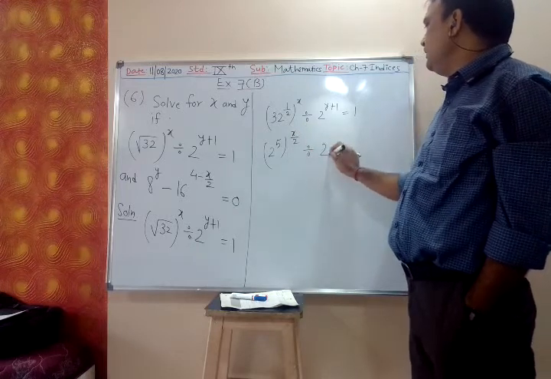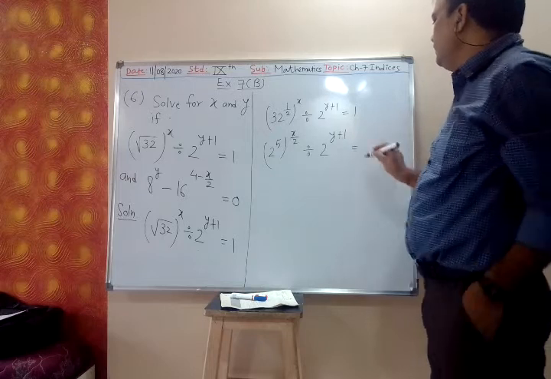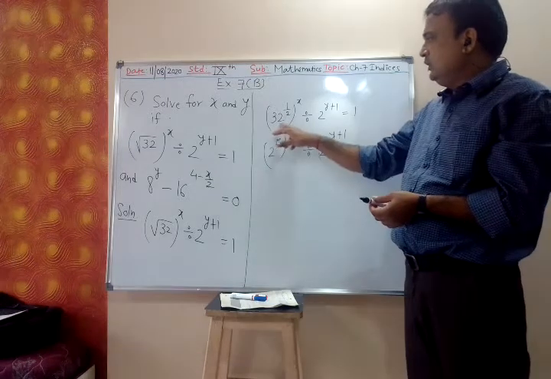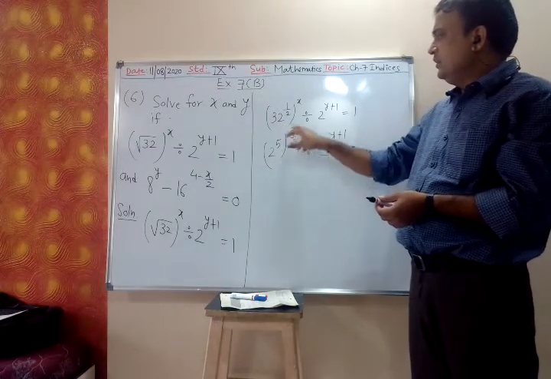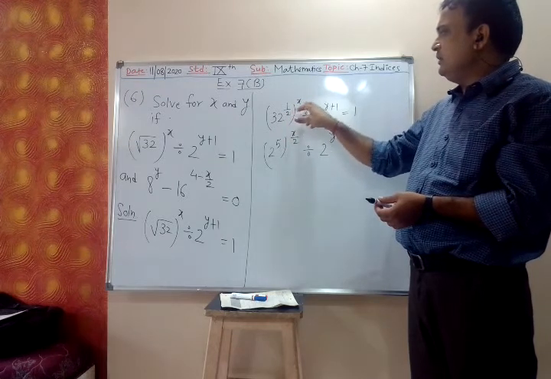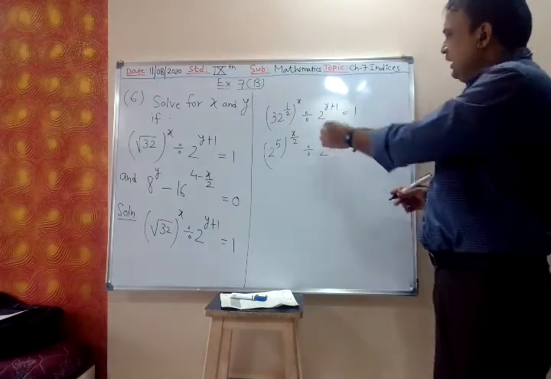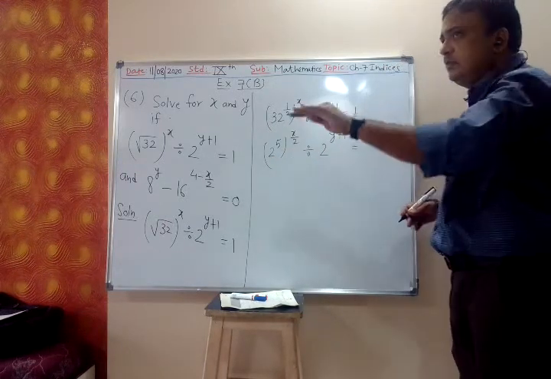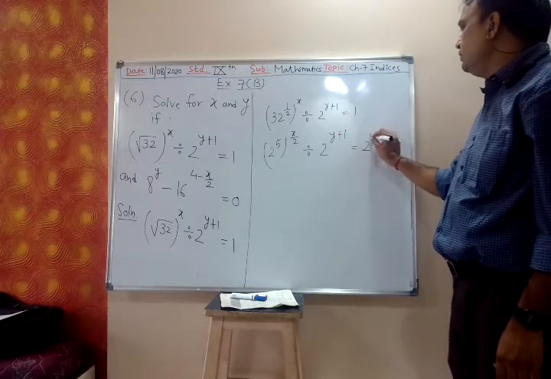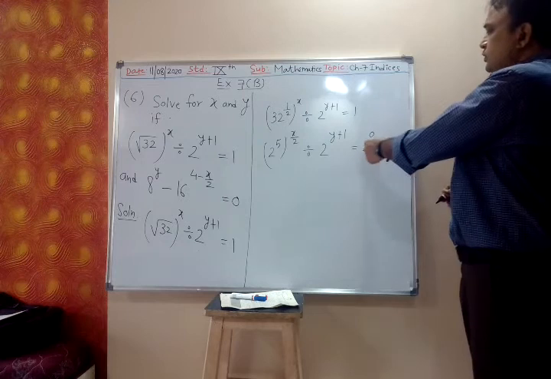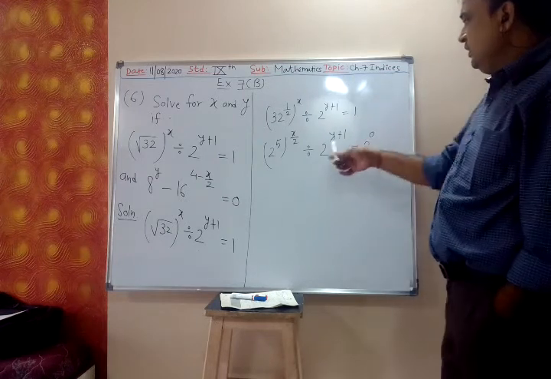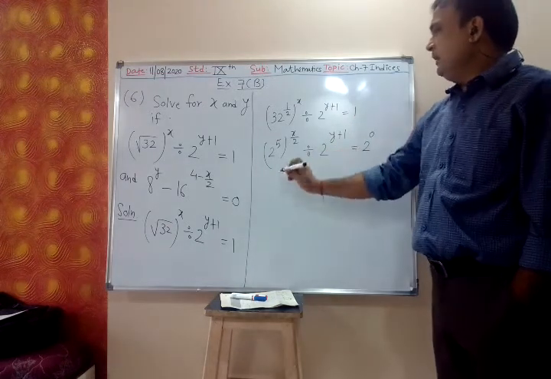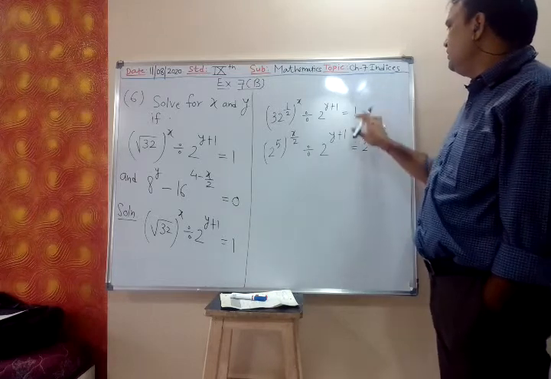Divided by 2 raised to y plus 1 is equal to, now see here. 32 I can write as 2 raised to 5. Then power raised to power, you have to multiply the power, so half into x by 2. Now this is base 2, so 1 also I will write in terms of base 2. So 1 I can write as 2 raised to 0. Is it clear? Because the left hand side is base 2, the right hand side also we want base 2.